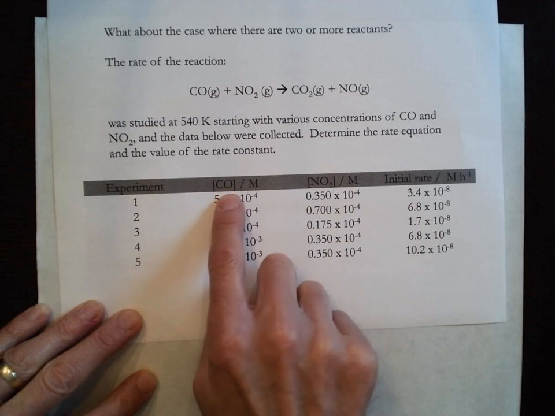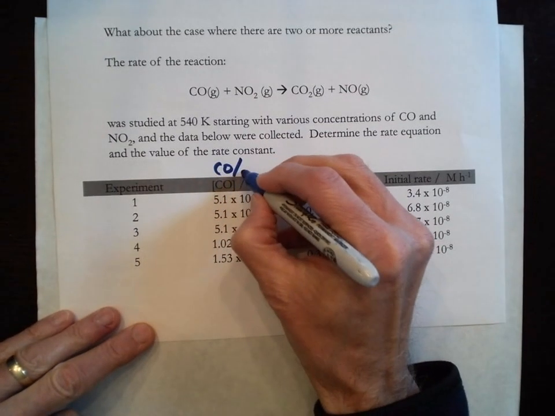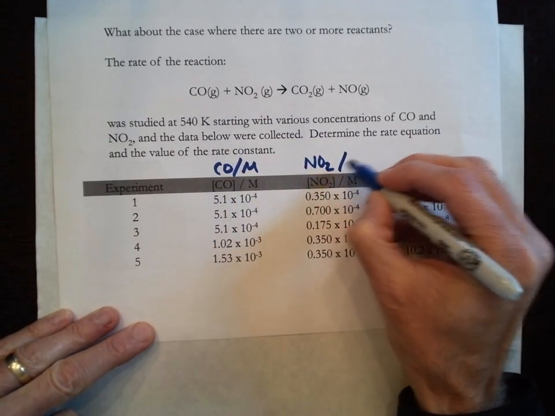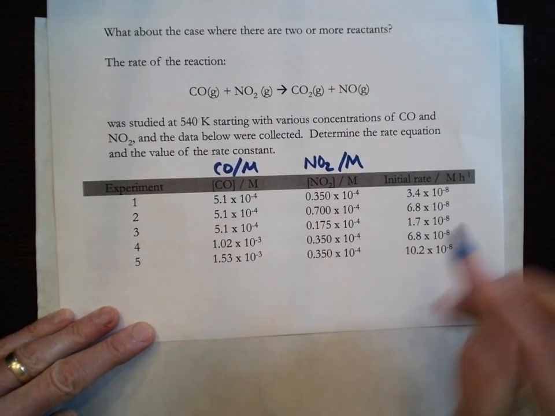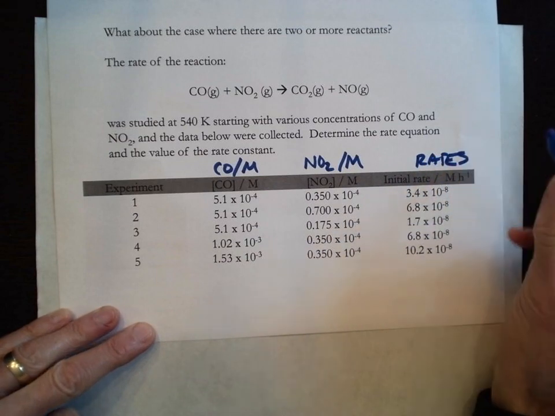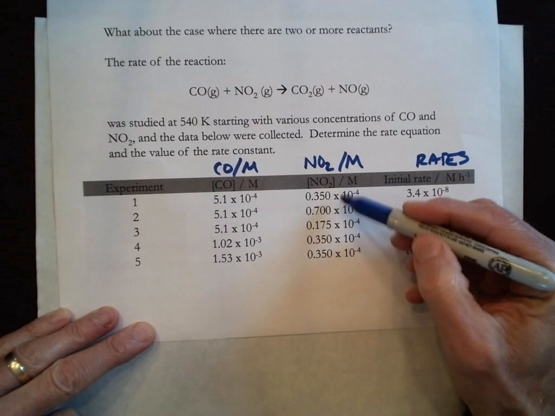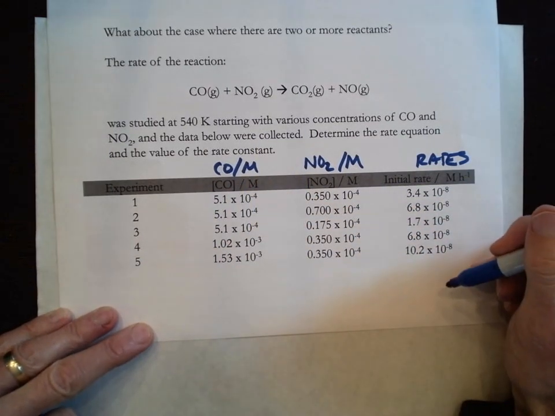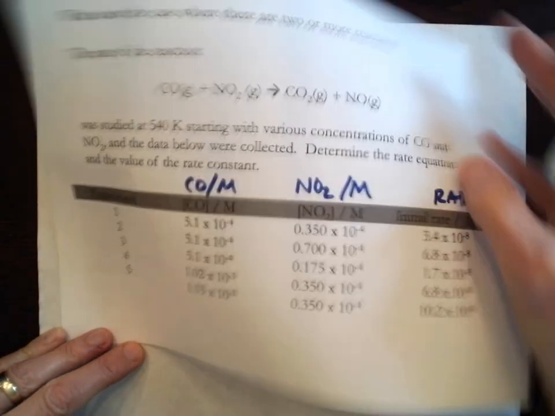It's a little hard to see here, but these are the concentrations of carbon monoxide in units of molarity. And these are the starting concentrations of nitrogen dioxide in units of molarity. And these are the resulting rates. And you see you have a variety of concentrations here, and of course, as you vary these, the rates are going to vary.